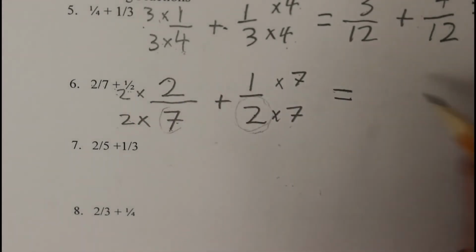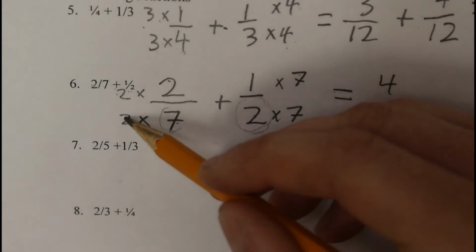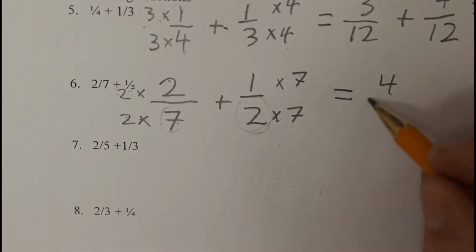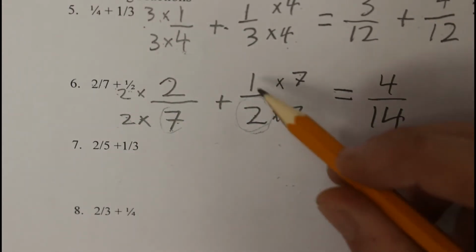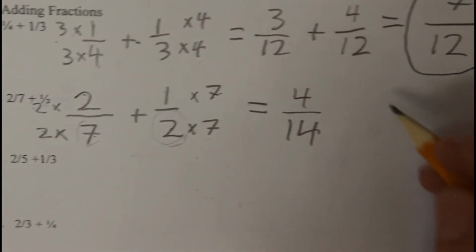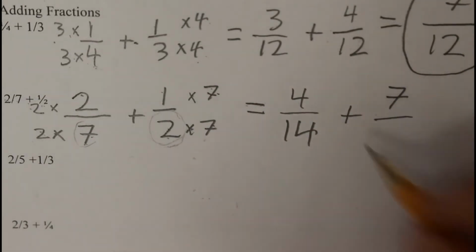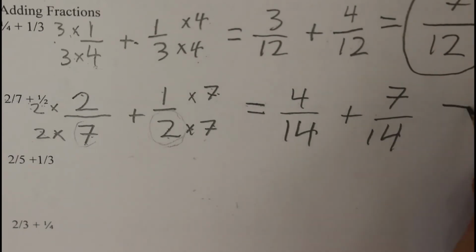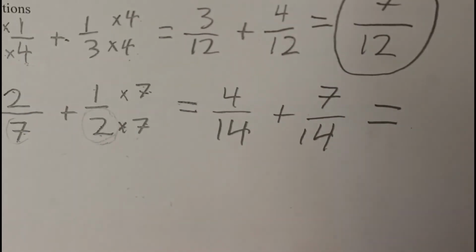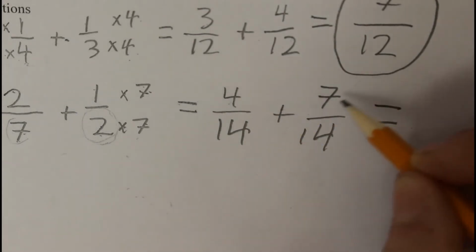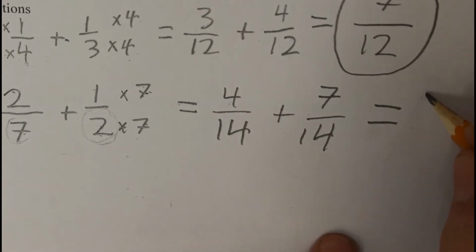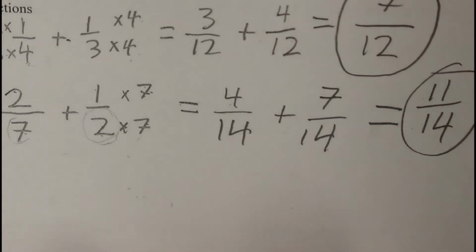Okay, 2 times 2 is 4. 2 times 7 is 14. 1 times 7 is 7. 2 times 7 is 14. And then we're just adding the top numbers. So 4 plus 7 is 11 over 14. There you go, that's your answer.